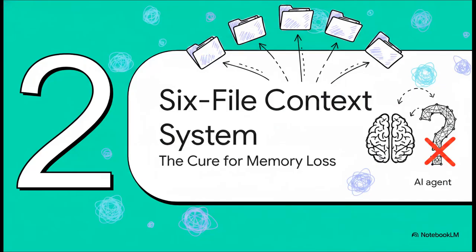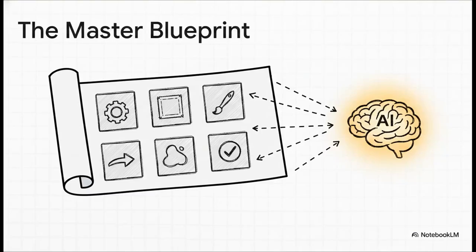Moving on to Section 2, the 6-file context system. This is essentially the cure for AI memory loss. So instead of starting with a blank page, you externalize your entire architecture into a master blueprint made of 6 context files. Living right in the root of your project, these files give the AI your core user flows, tech stack boundaries, strict TypeScript conventions, and your exact UI color palette. Building this context is step 1, ensuring the agent knows your codebase intimately before a single prompt is ever fired.